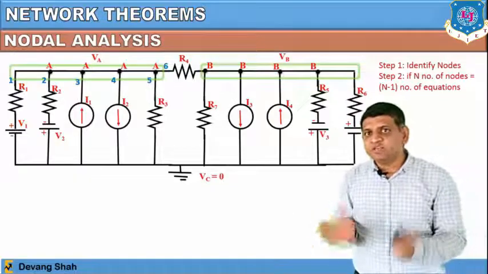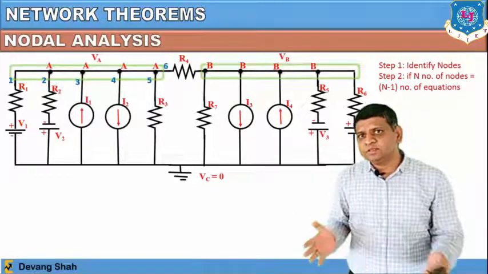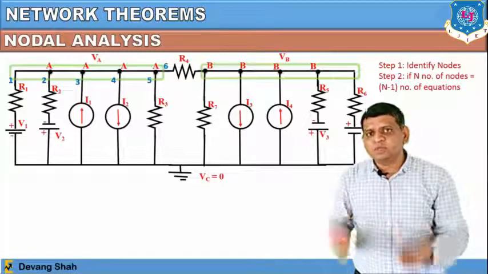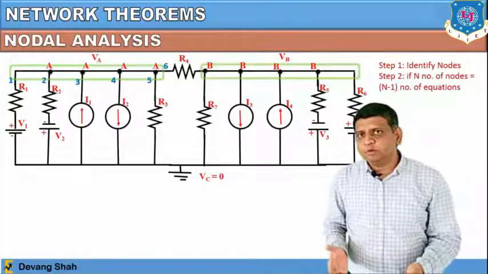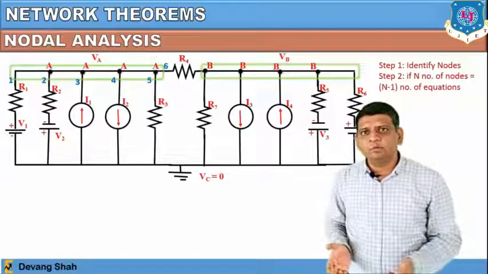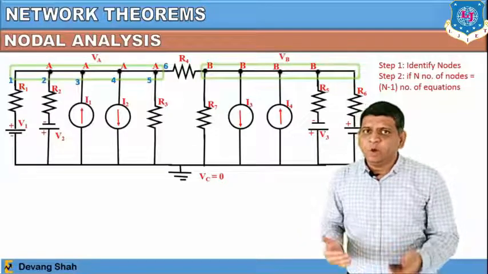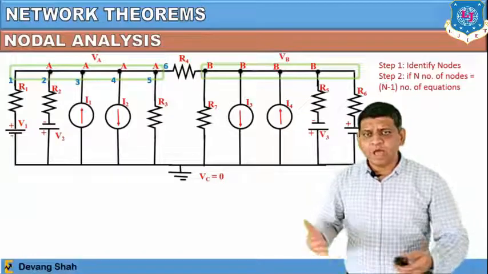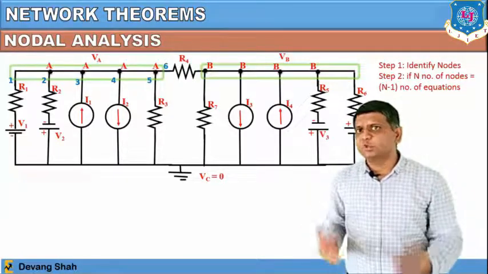But here the node C is connected to ground. So you have to always take the consideration of node C. The voltage at node C must be equal to 0. Right? Number of nodes n, then n minus 1 number of equations. Right? Now, once you apply this analysis, you have to consider yourself as a node, right?